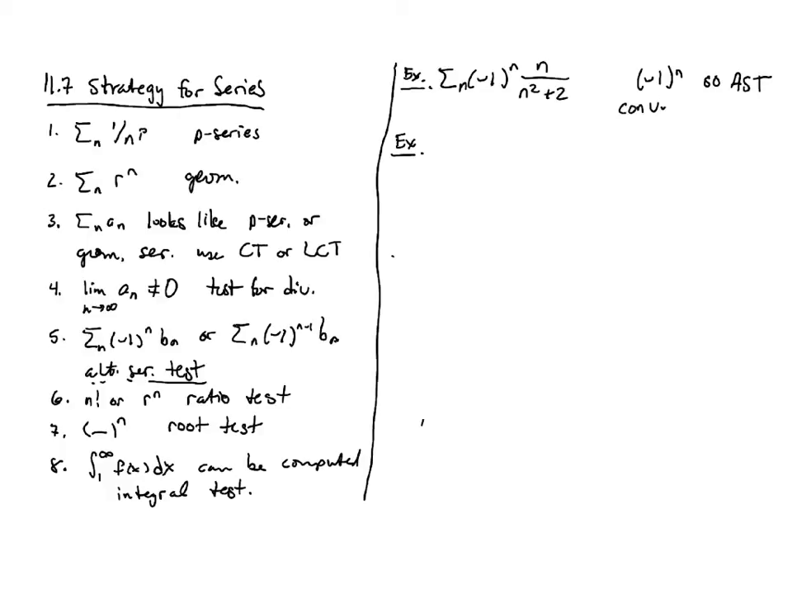The next example is the summation over k of 2 to the k times k factorial over (k plus 2) factorial. For this one, you see that you have some nice exponential expressions and some factorials, and so you would want to try the ratio test.